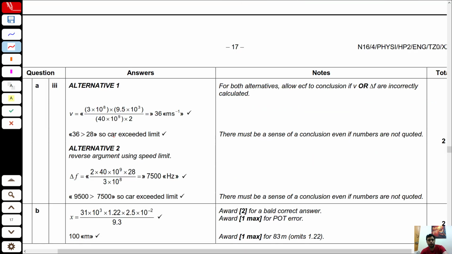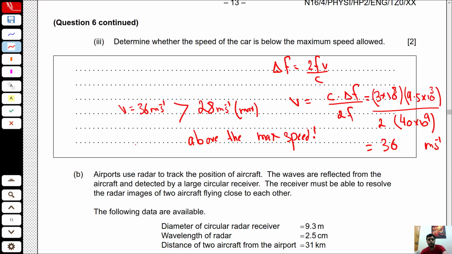Yeah, so the car is actually over speeding. It is exceeding the speed limit.